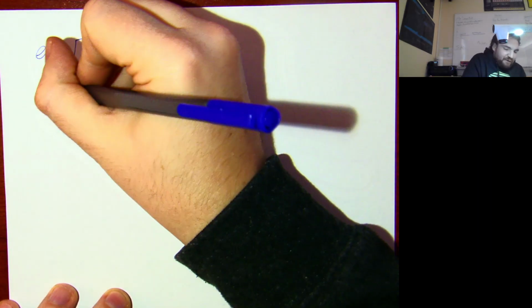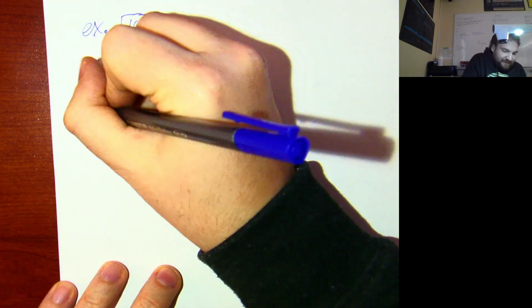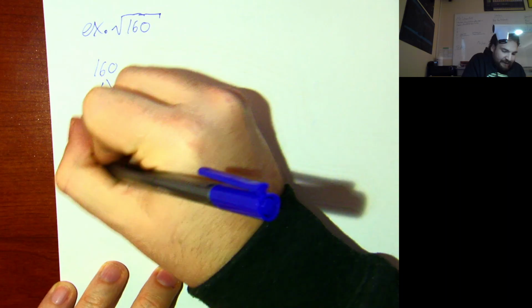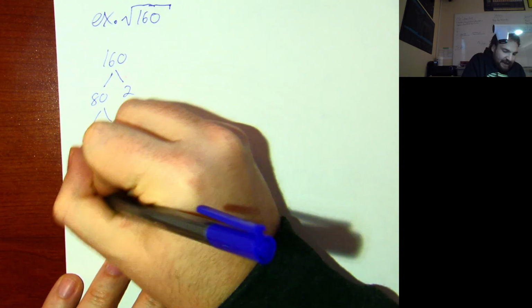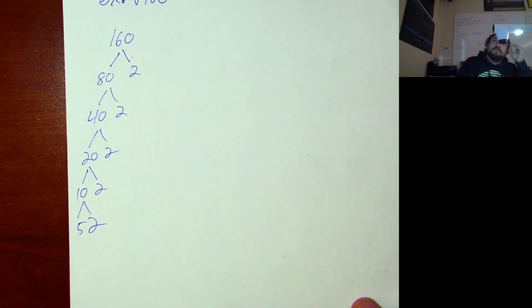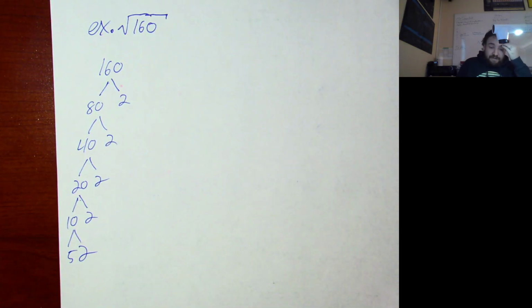Let's do the factor tree for 160. I'll just do it real fast for us here. It's 80 and 2, and then 40 and 2, and then 20 and 2, then 10 and 2, then 5 and 2. I write big, so my factor tree is large.